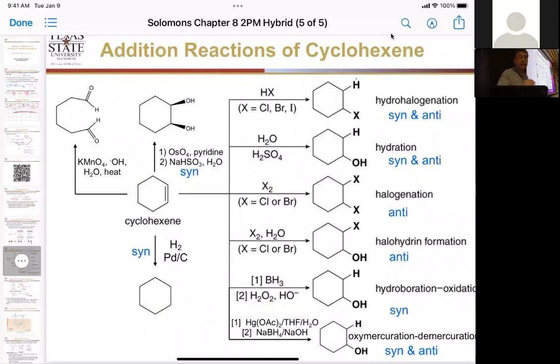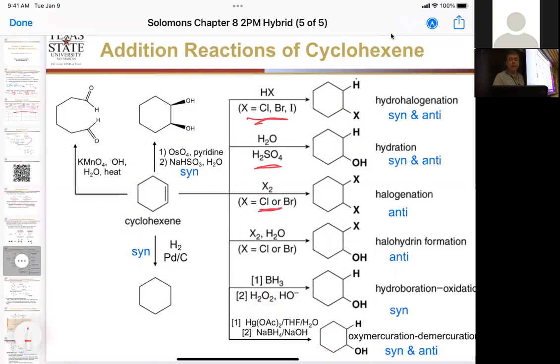So we have nice simple ones like just adding across a double bond. Right here, we're going to add acid across a double bond. We took acid away to make the alkene. We're going to add acid back to make it back into the alkyl halide. We can add water across a double bond. Remember, the last reaction in the last chapter was dehydration of alcohols to make alkenes. We can also go the opposite direction.